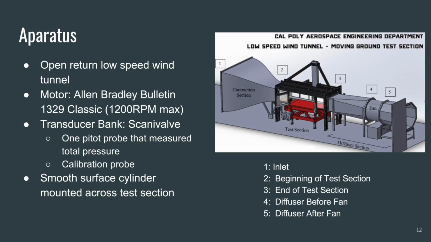The team used Cal Poly's low-speed wind tunnel as the overall apparatus for this experiment. A smooth surface cylinder was mounted across the test section. A total of 24 evenly spaced static ports exist on its surface, about every 15 degrees around the circumference. This was used to measure the pressure distribution around the cylinder.